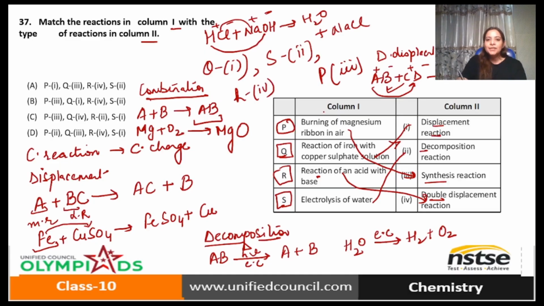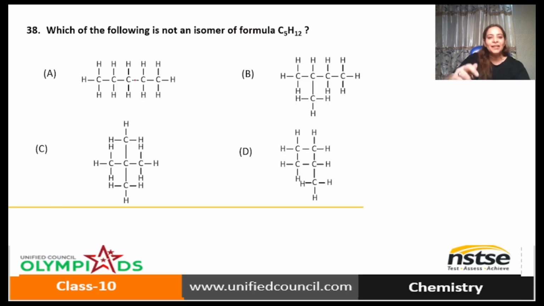So the option which states 1, 2, 3 and 4 is going to be the right answer, because we have to follow the order. P matches with 3, Q matches with 1, R matches with 4 and S matches with 2. So this one is the correct answer. Which answer is correct, students? Option B is correct. Next question.